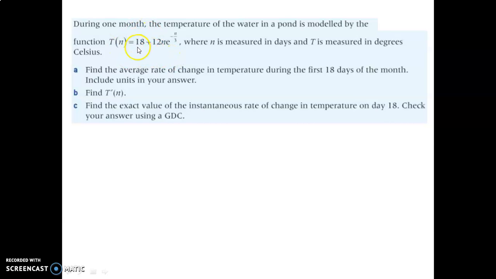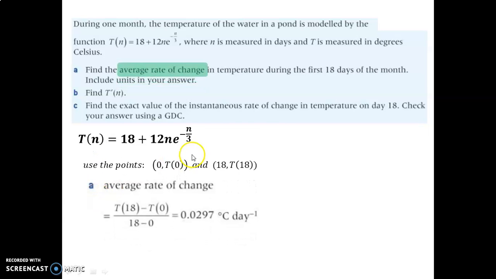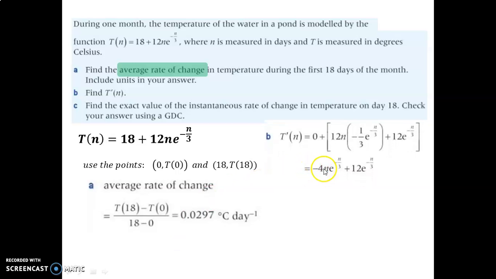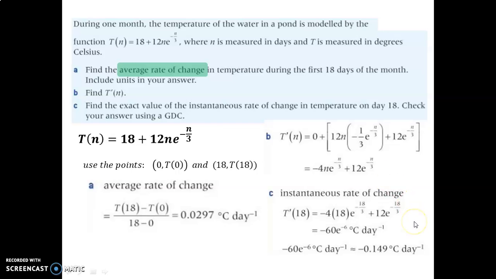We have this function. We're going to find the average rate of change. Let's check our work. There's the function, average. We're going to use these 2 points. There's the average. We found that. Now B, we're looking for the derivative. This is a little tougher now. And then the instantaneous rate of change. Check your work carefully here. This was tough.